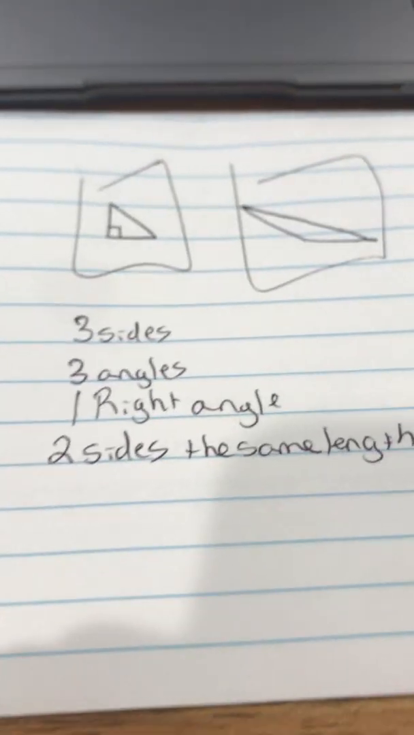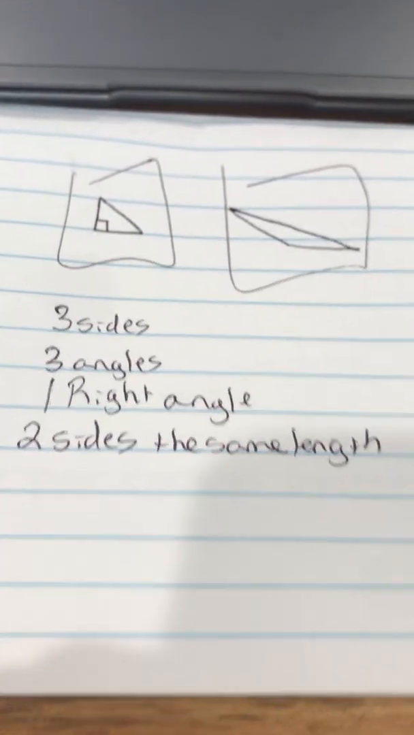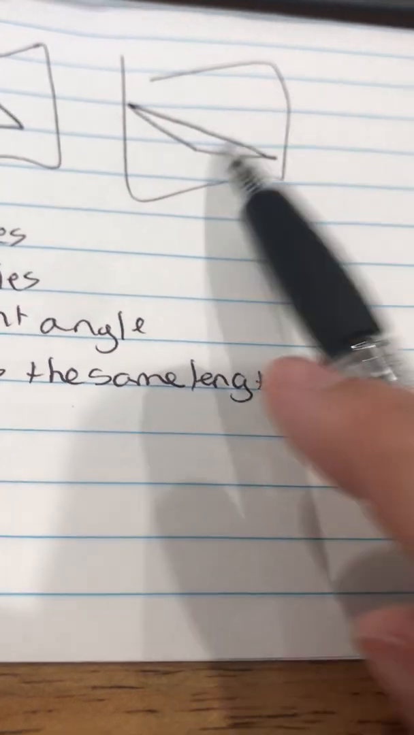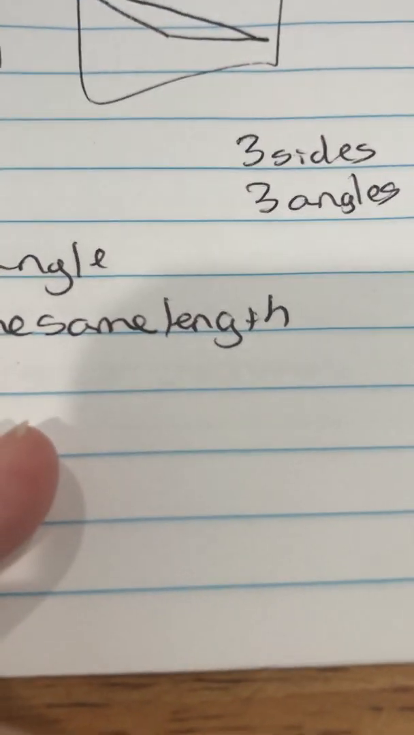Two sides are the same length. You see anything else? I think that covers it pretty good. Let's look at the blue one. Also has 3 sides. Also has 3 angles. Does it have any right angles? No. So no right angles.